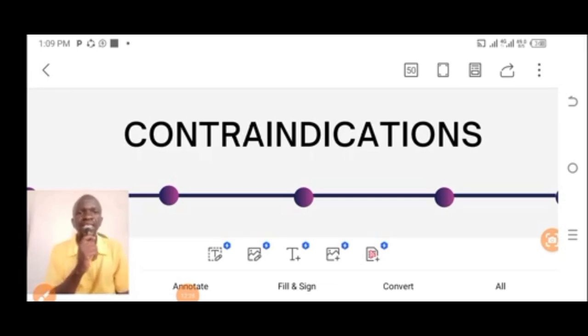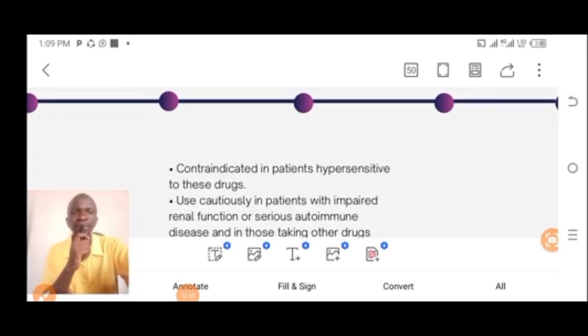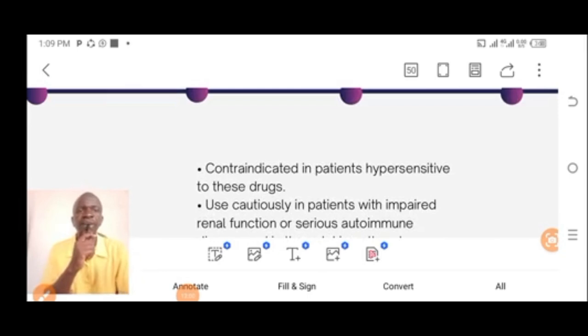When we say contraindications of a drug, it means you are not supposed to administer that drug in certain conditions, right? For example, there are certain drugs that are contraindicated for people that have renal failure. There are some drugs that are contraindicated for people in pregnancy, for people that are breastfeeding. Why? Because they can compromise or even interfere with their health. So these are some of the contraindications.